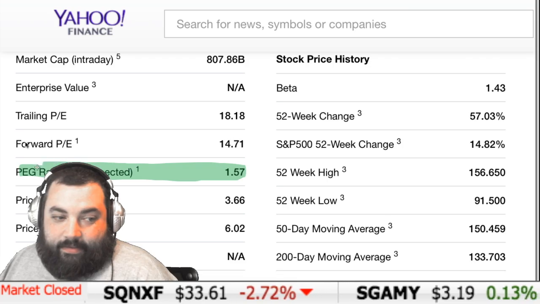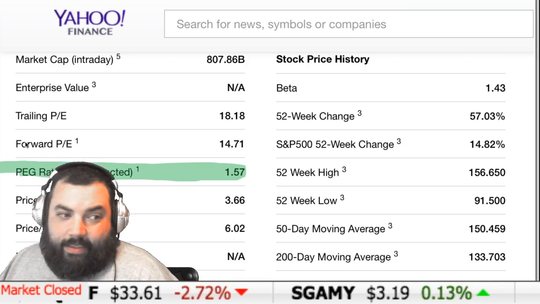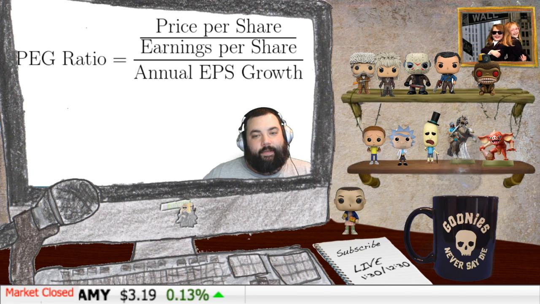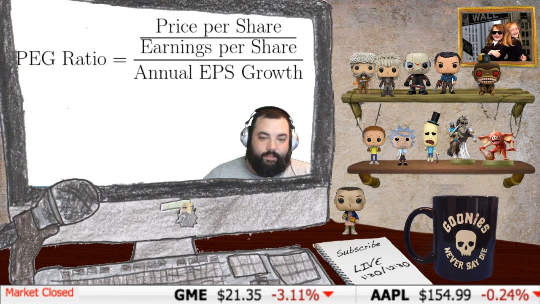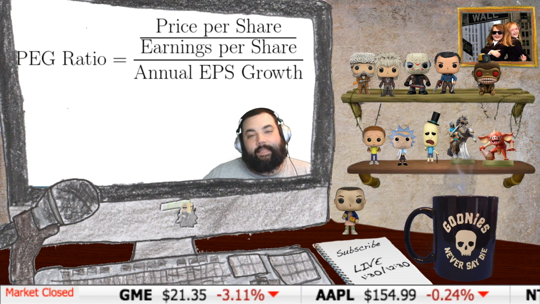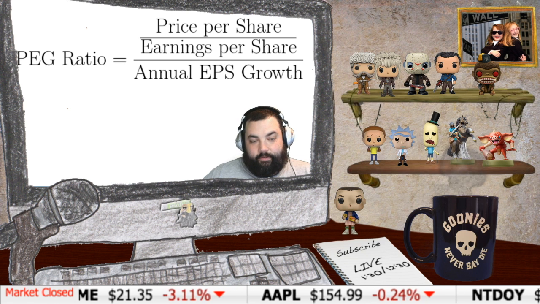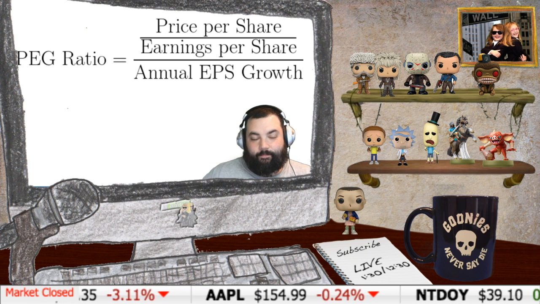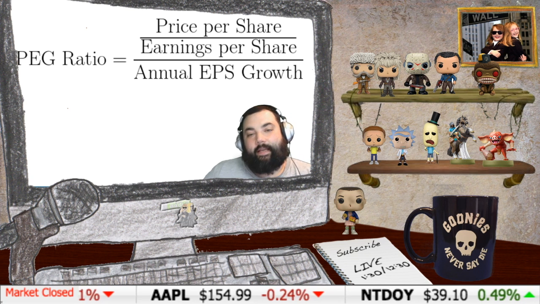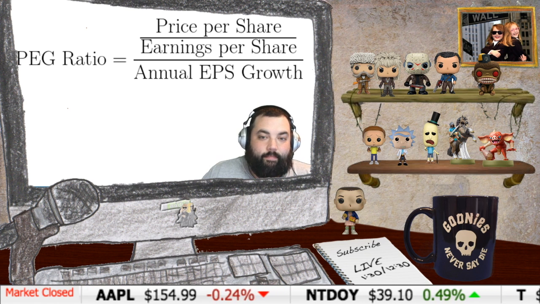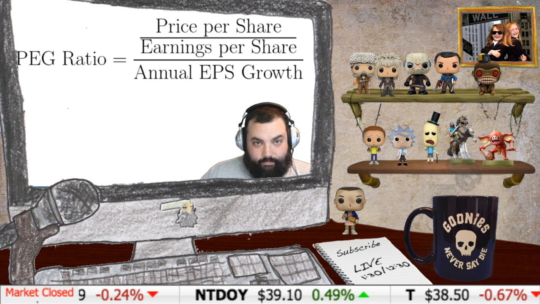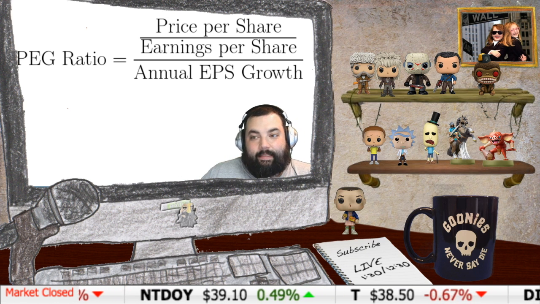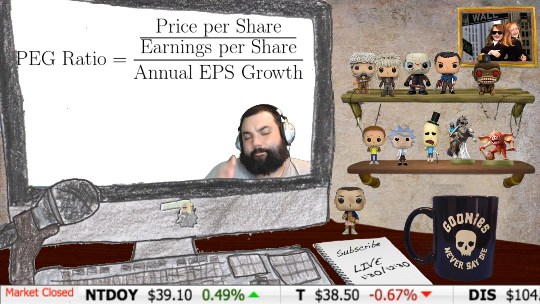The PEG ratio is similar to PE. It actually uses PE to calculate it. So the PEG ratio is your PE ratio, the price per share over the earnings per share, compared to the annual growth. So you're looking at the growth potential in the future and what the PE is compared to that. So this is another one where it's tricky because it's not the end-all, be-all to use.